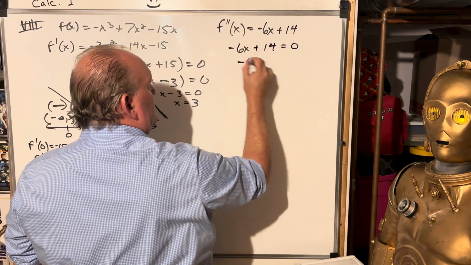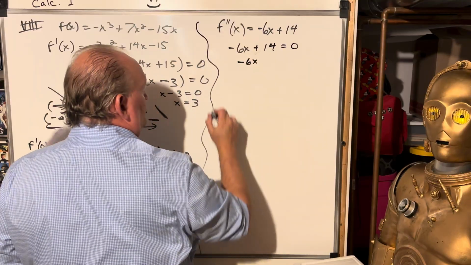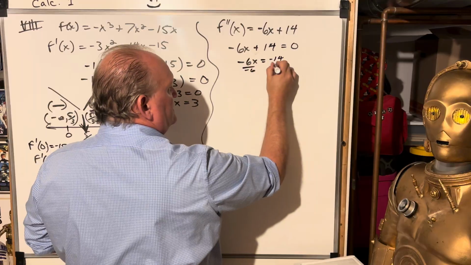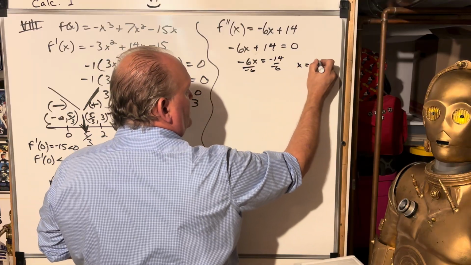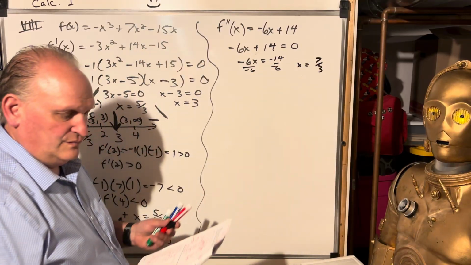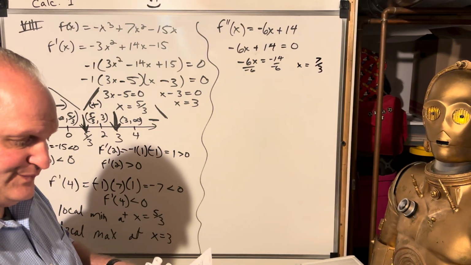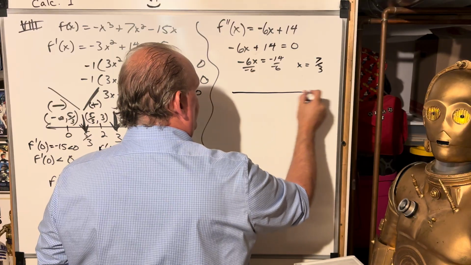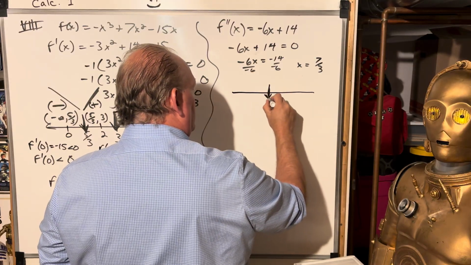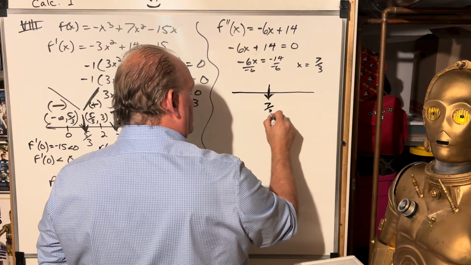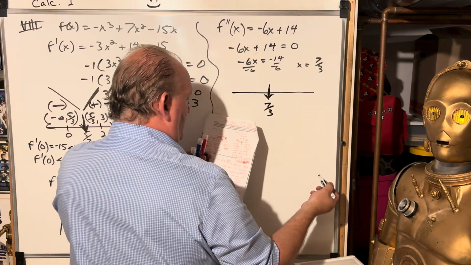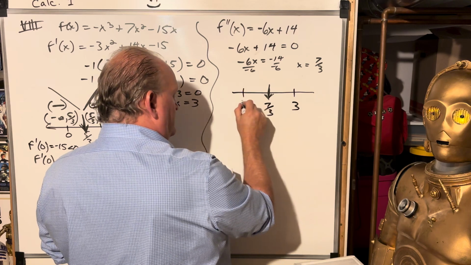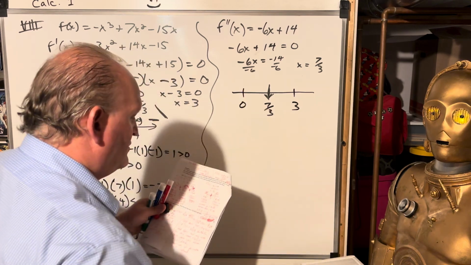So -6x equals -14 divided by -6. So x is equal to 7/3, 2 1/3. And so we're looking at, again, marking down our critical number. Something bigger than that, 3, that's 2 1/3. Something smaller, 0. And now you're subbing those values in.